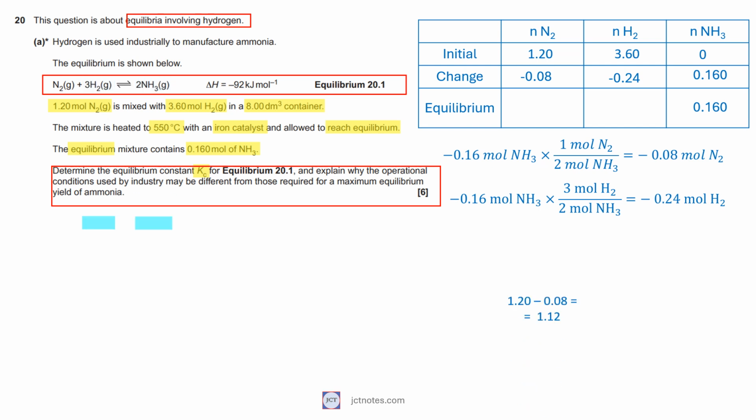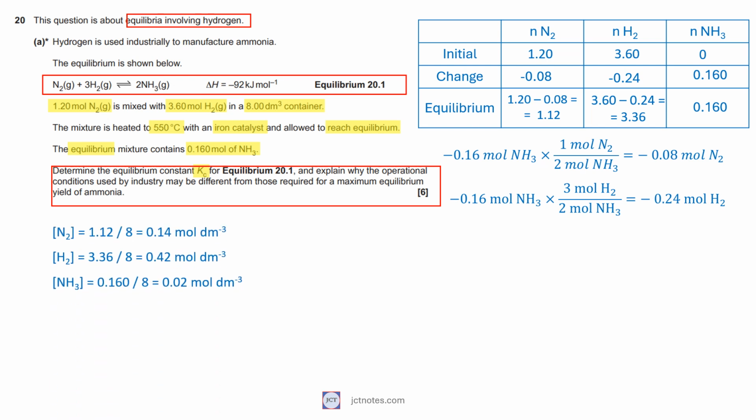We can complete the table with the number of moles in equilibrium. For nitrogen we started with 1.20, reduced the concentration by 0.08, we have in equilibrium 1.12 moles of nitrogen. For hydrogen we started with 3.60, reduced the concentration by 0.24, we have in equilibrium 3.36 moles of hydrogen.